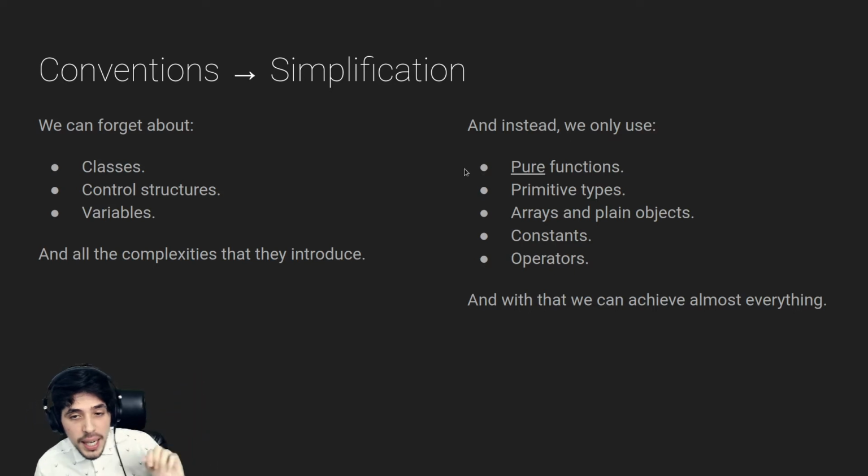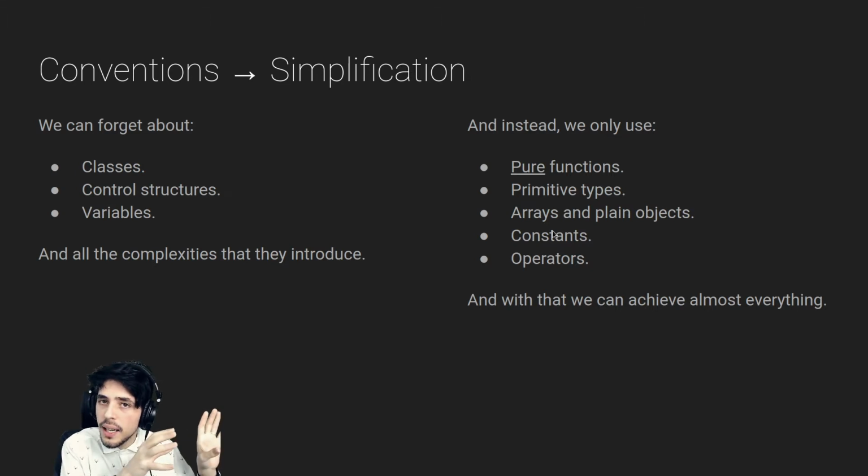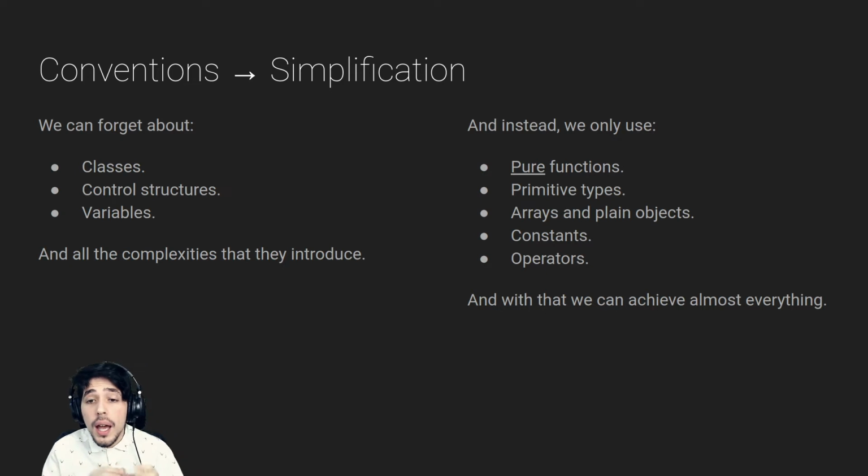Pure in here, I'm highlighting the word pure because that's the important thing. It's just a function that follows some rules or conventions, okay? Then we use the primitive types. That means we use numbers, strings, booleans, the stuff that I showed you in previous streams, basically. Then we use arrays or plain objects.